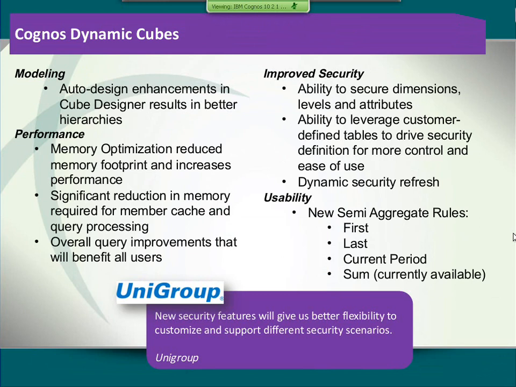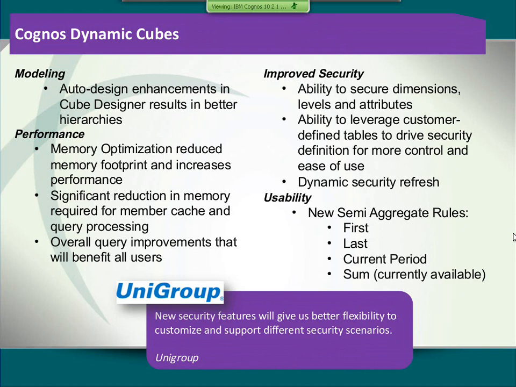So from a Cognos Dynamic Cube perspective, we've made a number of improvements. We have for the modeling, auto-design enhancements, so you get much better hierarchies developed based on the data that you're bringing in. From a performance perspective, we've reduced the footprint, and we've been able to increase performance. We have a significant reduction in the memory needed to do that, so that makes your caching more efficient, but also work better for you. Your overall queries have been simplified, so they're much easier.